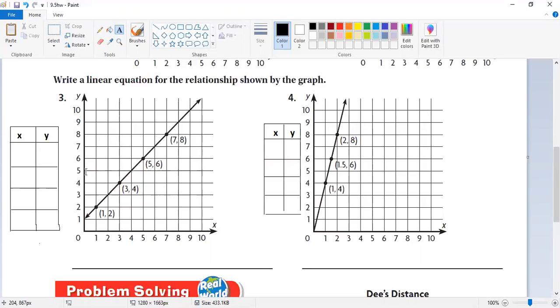Okay, so before we start the next chapter today, we'll be starting chapter 10, but before that, let's check our homework. So I asked you to do question number 3 and 4, and then 5 and 6, and the next page 1 and 2. So let's start with question number 3. Write a linear equation for the relationship shown by the graph.